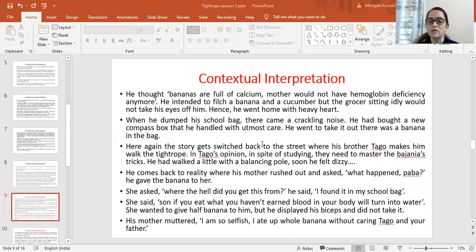Nobody knows. Even Papa doesn't know. So he was so shocked. Who kept the banana inside?